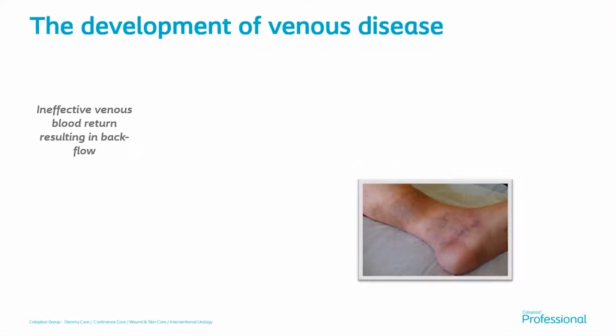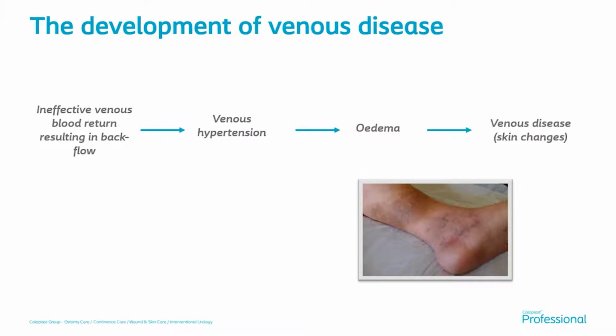So the development of venous disease, you may notice some subtle changes within the skin, which can be indicators for an ineffective venous blood return, resulting in that backflow that I spoke about previously. So the ineffective venous return leads to the backflow, which creates the venous hypertension. And with that comes the buildup of edema in the lower limb. And you can start to see the venous disease and skin changes subtly on the lower limb. This is before any development of a venous leg ulcer.